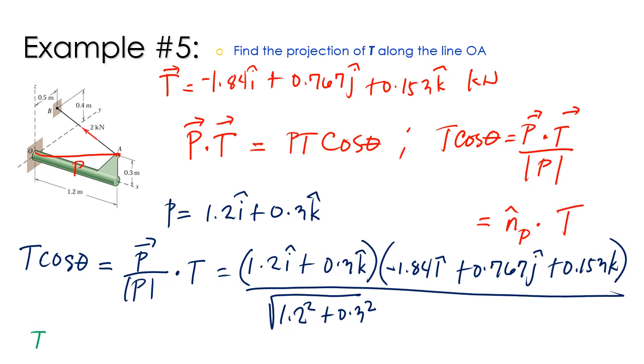Then to simplify, T cosine theta, which is the projection of T along line OA, is equal to negative 1.78 i plus 0.04 k kilonewton. And that is our answer.